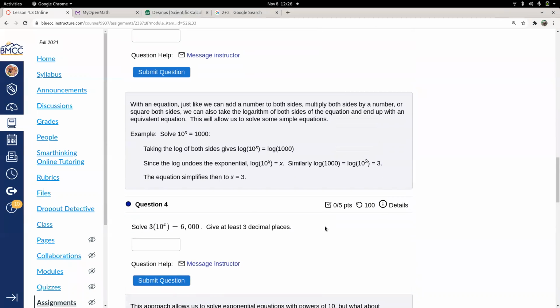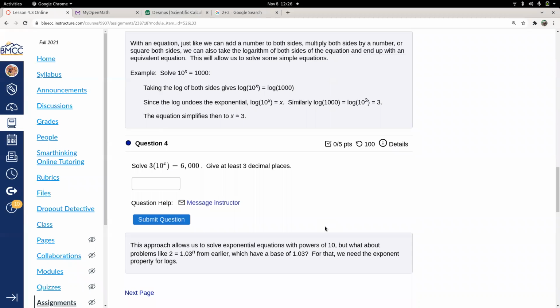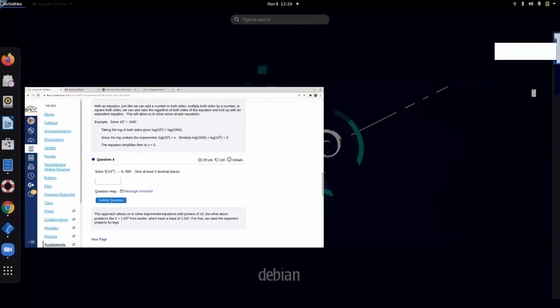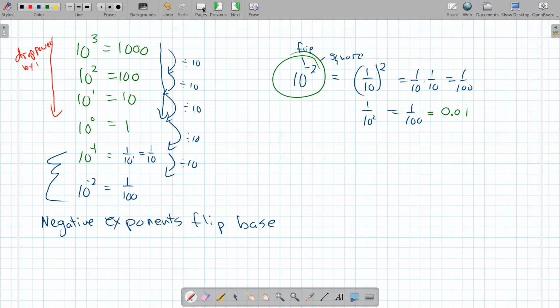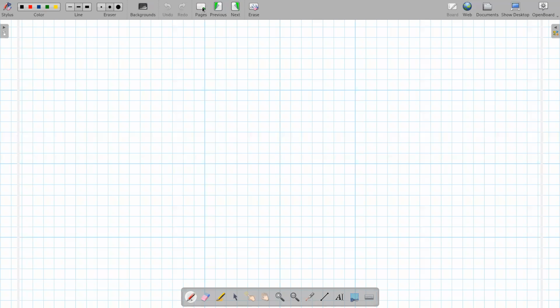And then how to use them to solve equations. So I'm going to do my question number 4. Yours is going to be similar. 3 times 10 to the power x equals 6,000. Let's see what we can do with that. So we have 3 times 10 to the power x equals 6,000.